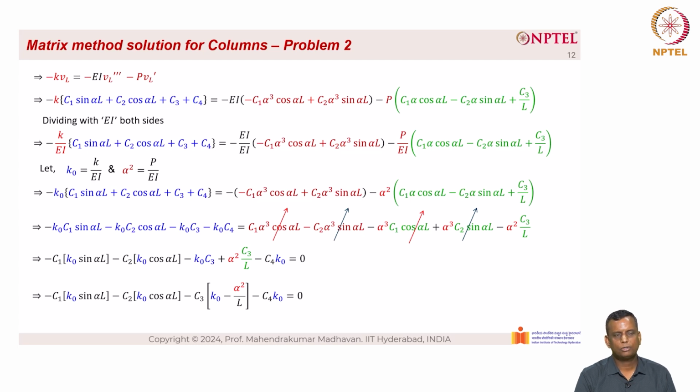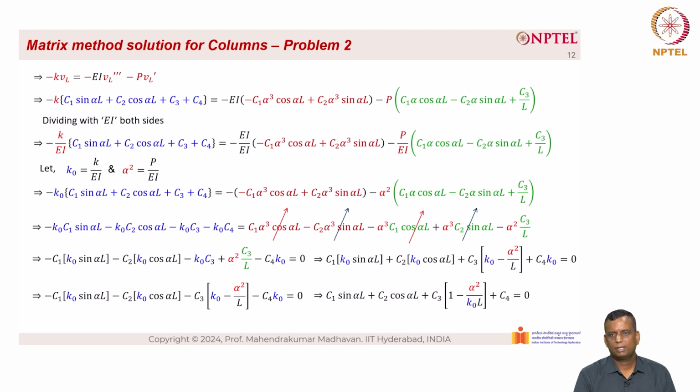Since the minus is common for the equation, this can be further simplified as C1 into k naught sin alpha L plus C2 into k naught cos alpha L plus C3 into k naught minus alpha square by L plus C4 into k naught is equal to 0. This can be further simplified by dividing this entire equation by k naught. We have C1 into sin alpha L plus C2 into cos alpha L plus C3 into 1 minus alpha square by k naught L plus C4 is equal to 0.